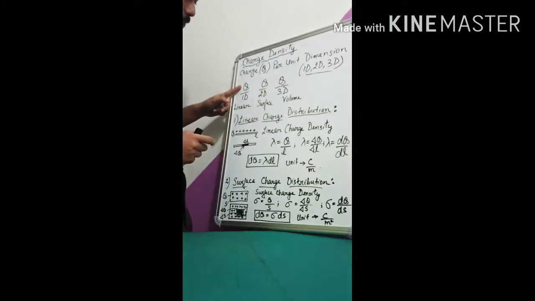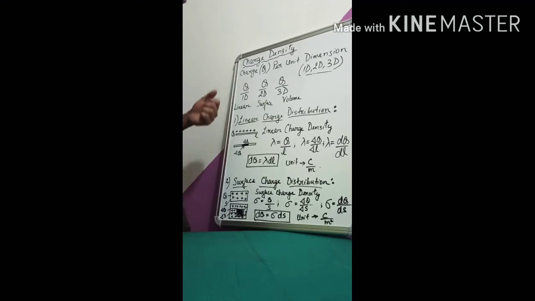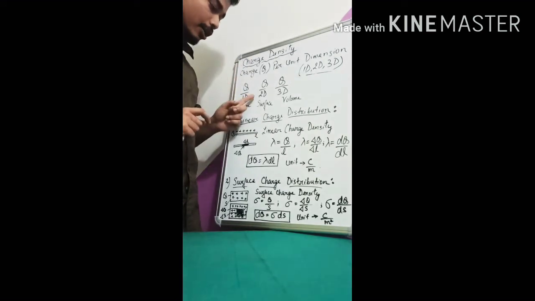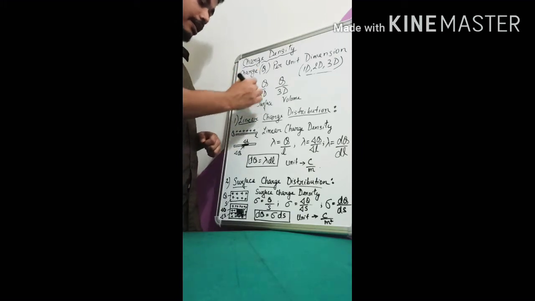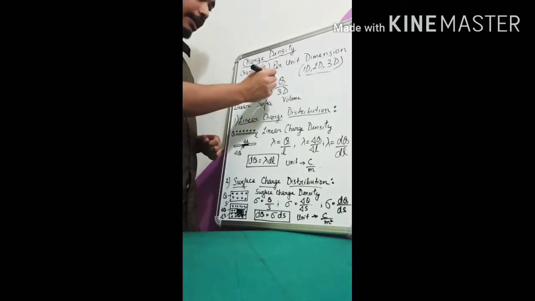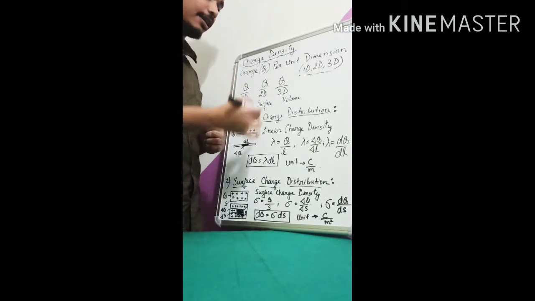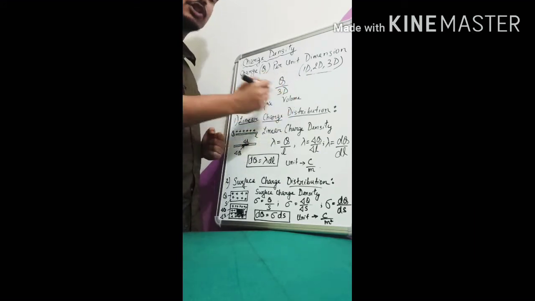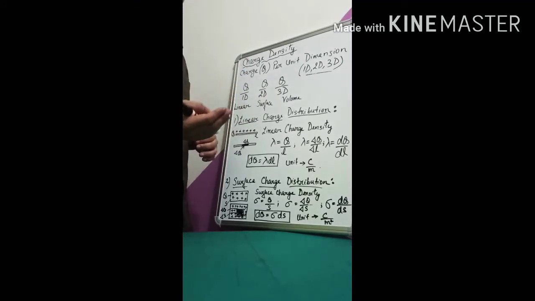So if we divide the charge by the length, then we will get the linear charge density. Similarly, if we divide the total charge on the object or conductor by the area of the surface, we will get the surface charge density. If we divide the total charge on the three-dimensional conductor by the total volume of the conductor, we will get the volume charge density. So here we have got to learn three things: the linear charge density, the surface charge density, and the volume charge density.